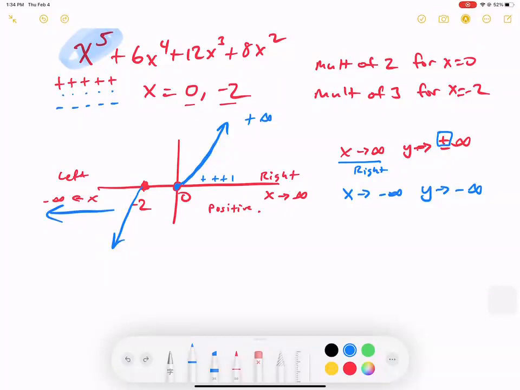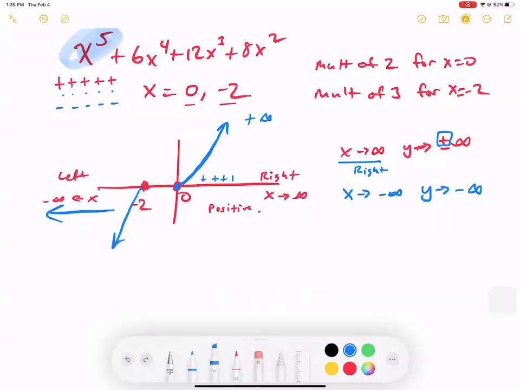Now, here's the next part. Before we said, every time you have a root, you have to cross. But take a look. If I cross that way, I'm heading in the wrong direction, right? Didn't we say we had to go up? And it's because multiplicity is the easiest way to graph. Like, no joke. Easiest way to graph.